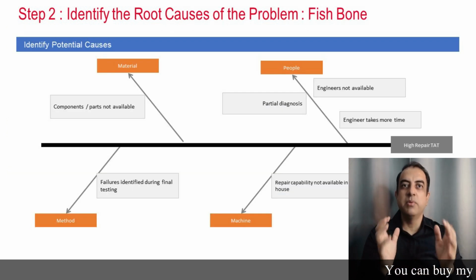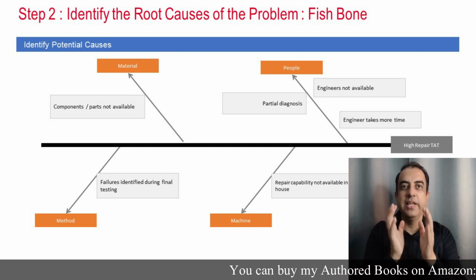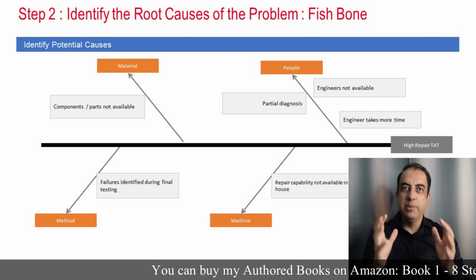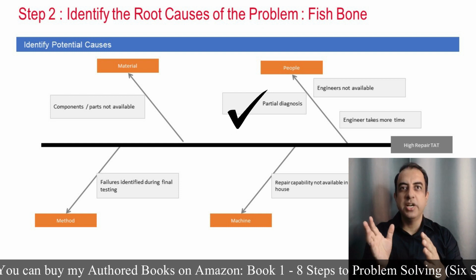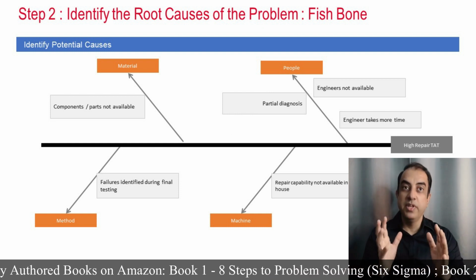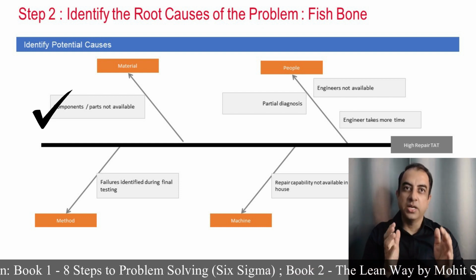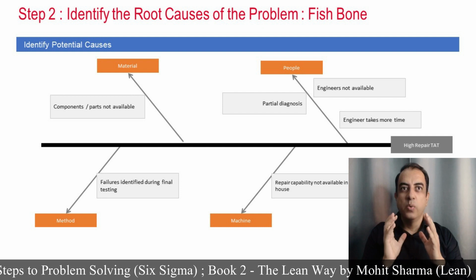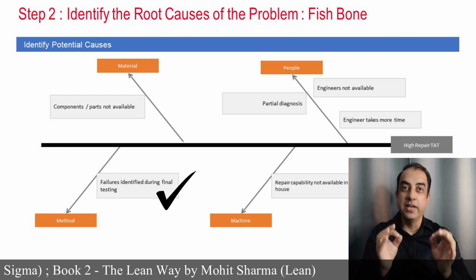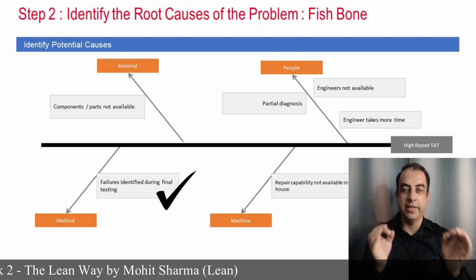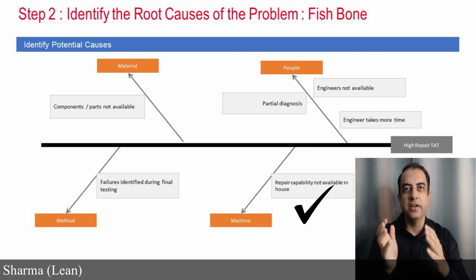In the second step of the problem solving approach, the team identified the potential root causes of the problem with the help of a fishbone diagram. Under people, engineers not available, engineers taking more time, and partial diagnostics by the engineers are some of the causes identified by the team. Under material, components and parts not available for repair was one of the potential causes identified. Failure identified during final testing was the potential cause under method. Repair capability not available in-house was the potential cause identified under machine.